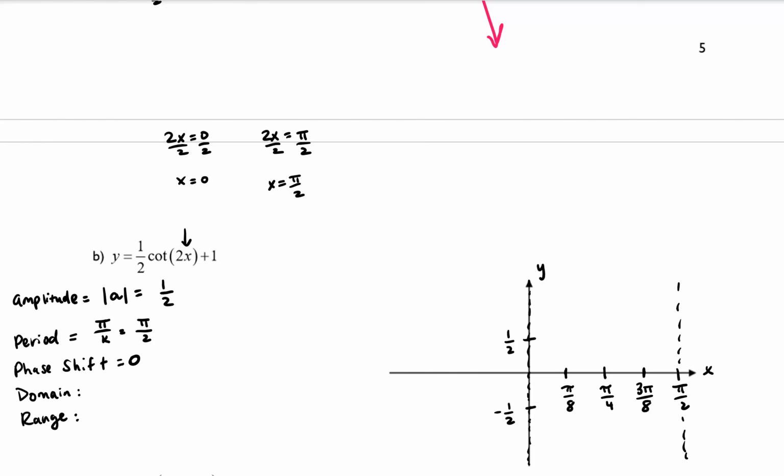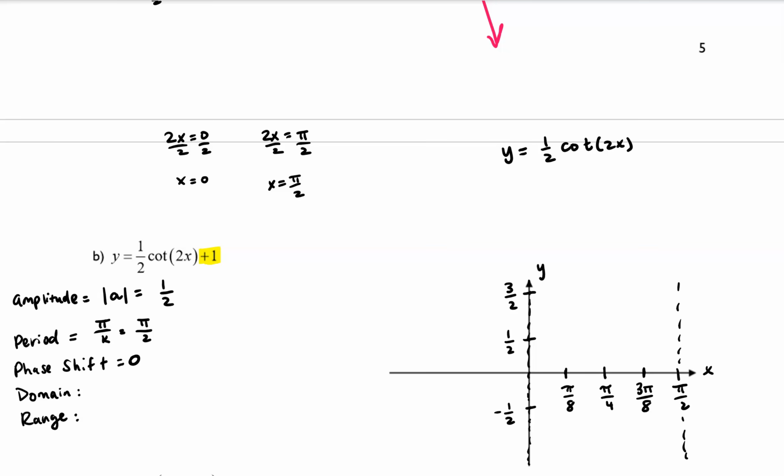I know that we are also shifting up all of the points on our graph by 1 unit since we have a +1 outside of the parentheses. So I'm going to make note of that y value there at 3/2. And so why don't I sketch the graph of just y equals 1/2 cotangent of 2x, and then we can shift up 1 from there.